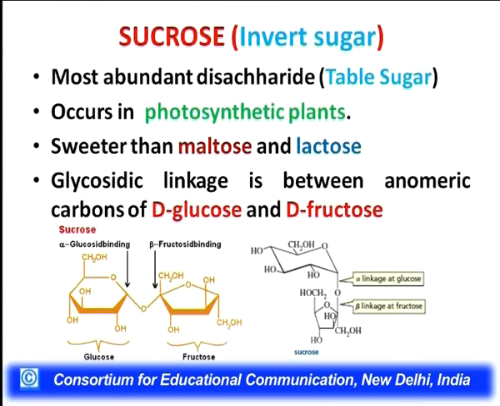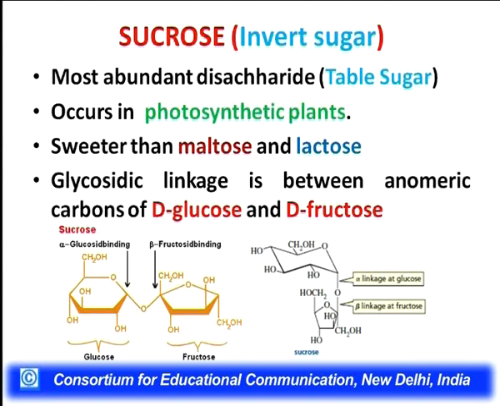Another important disaccharide is sucrose. Sucrose is also known as invert sugar. It is also known as table sugar and it is the most abundant disaccharide. It occurs in photosynthetic plants, and please remember, sucrose is sweeter than the other disaccharides, that is maltose and lactose.